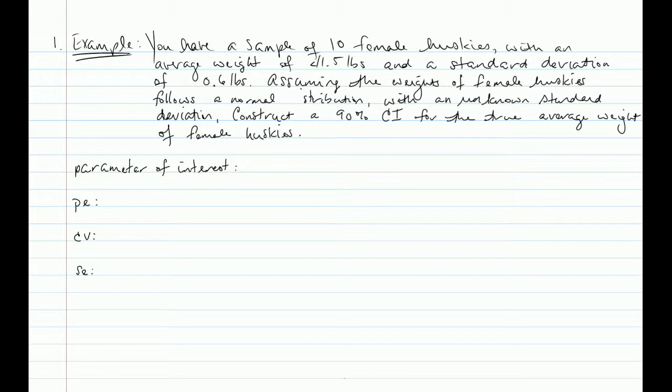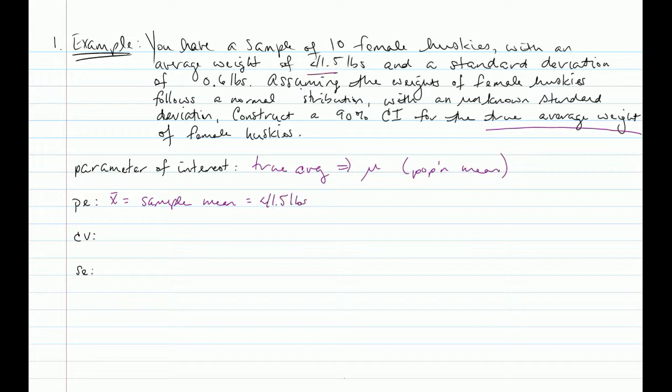The parameter of interest in this case, we're told to find a confidence interval for the true average weight, so that would be a true average or a true mean. So that would be mu, a population mean. So the point estimate, or our best guess for that population mean, would be x bar, and that's our sample mean. And we're given our sample mean to be 41.5 pounds right here. We're told that the average weight of this sample is 41.5 pounds for those huskies.